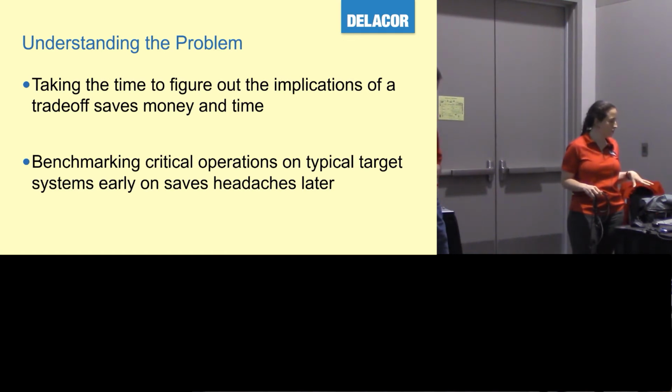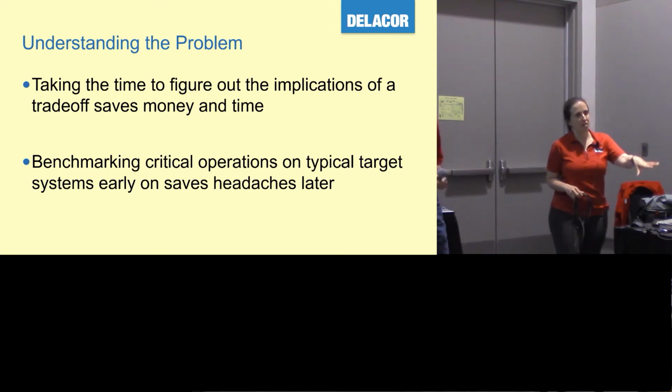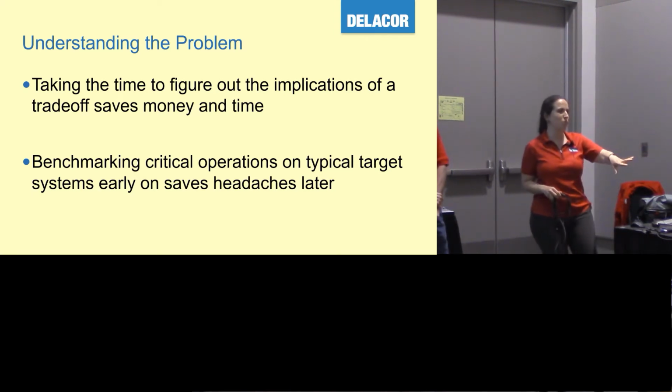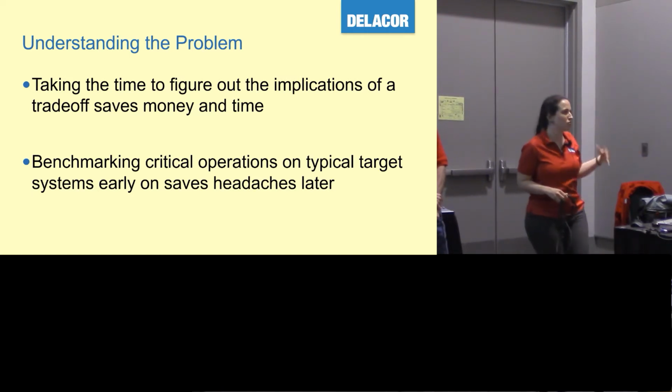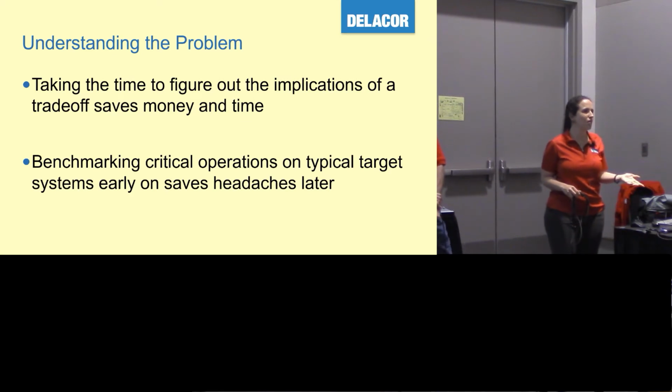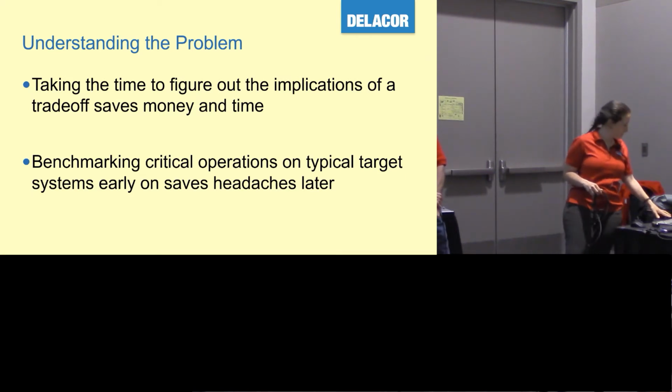And the other thing too is benchmarking critical operations on a typical target really is going to save you headaches early on. If you benchmark early on and cannot improve the performance, and you really decide that we need this, then it is okay to say the restriction is that we need to go to better hardware. But it's not okay to just do it because it's the easy answer and I want to save time on doing benchmarking, all right?